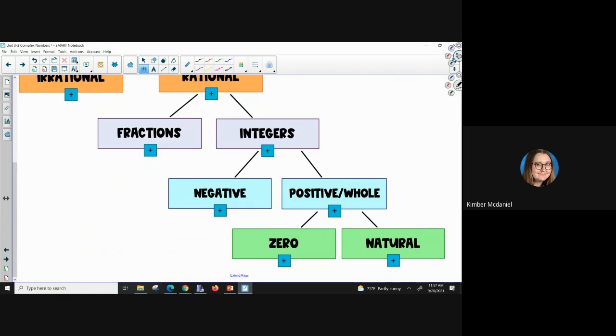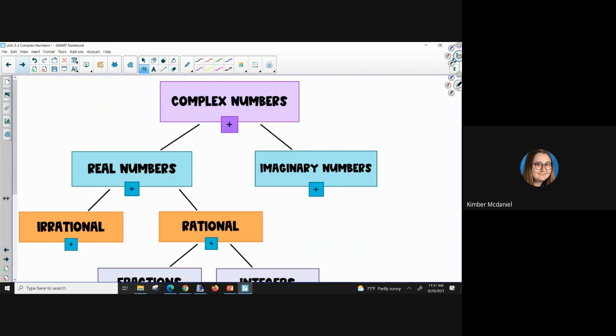Go ahead and flip over. Now, up until this point, that's all you've known. You've only worked with real numbers. But there is another category of complex numbers that we will introduce today, and those are imaginary numbers, okay? Now, I want you to make a little note here that all numbers are complex numbers. So all numbers are complex numbers.